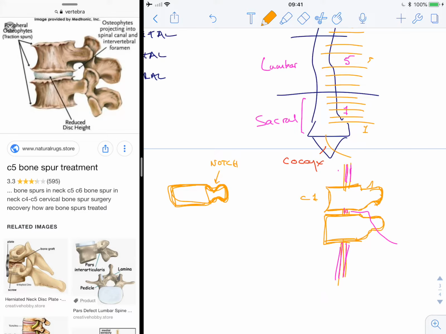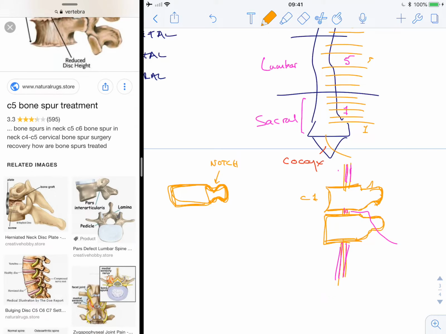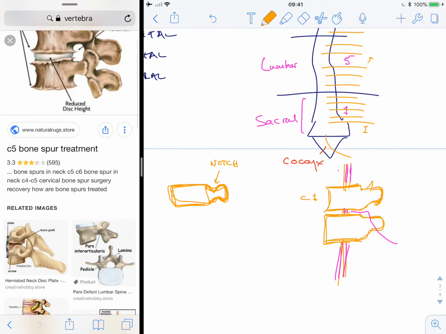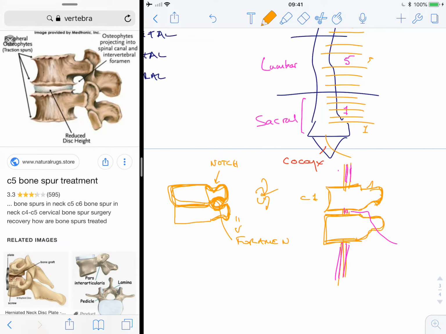It might be just called the vertebral notch. I think it's not actually on here. But when they come together, as you can see here, you draw another one underneath that, they lock together. And two notches put together, notch one, notch two, forms a hole. And in anatomy, we know holes as foramen. So this is the vertebral foramen, as it says here, intervertebral foramen. So inter, between two vertebrae, intervertebral foramen.